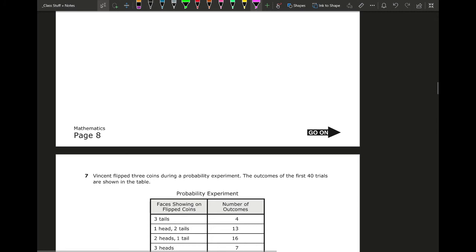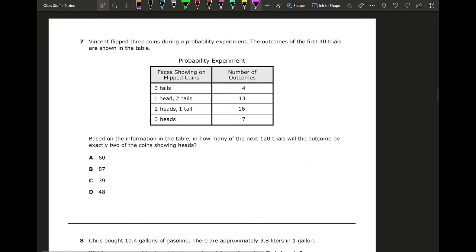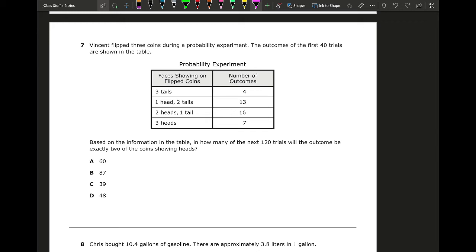Let's look at the next one, number 7. It says, Vincent flipped 3 coins. When they're talking about coins and dice, I know they're going to be talking about probability. And I have a full playlist about probability. Make sure you check that out. It says, Vincent flipped 3 coins during a probability experiment. The outcome for the first 40 trials are shown in the table. Based on the information in the table, in how many of the next 120 trials would the outcome be exactly 2 of the coins showing heads?